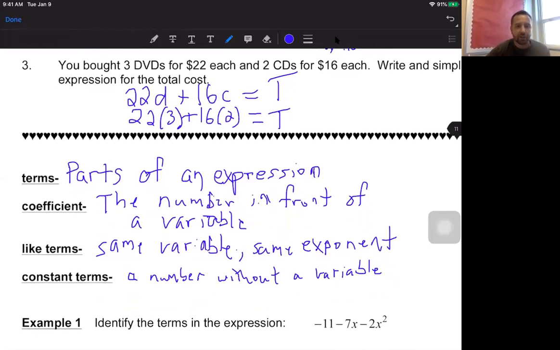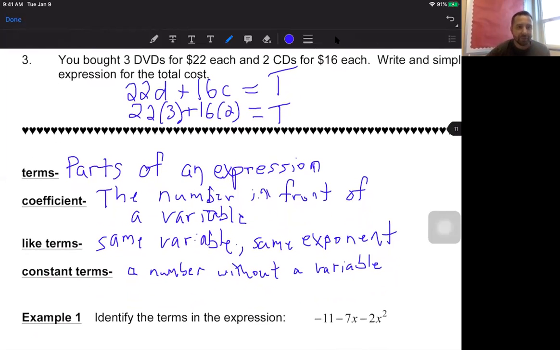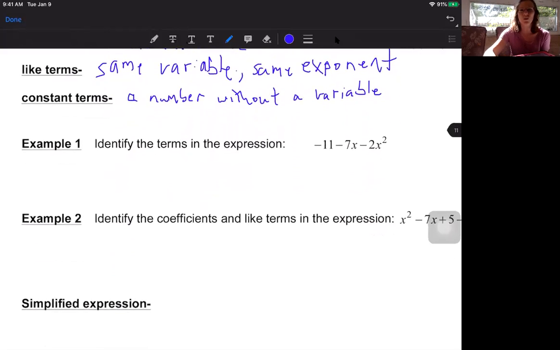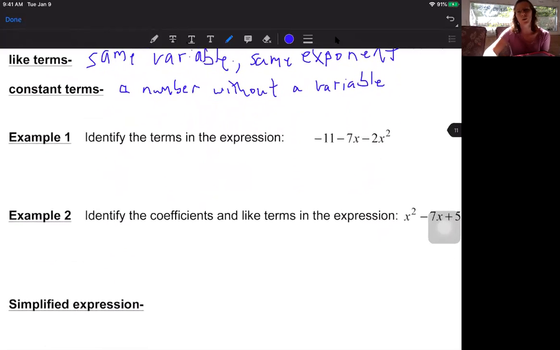Any questions over the definitions? And as Mr. King said, once you see a couple of examples, it'll make more sense putting numbers to those vocab words up above. Good. Now, everything here on example 1, it says identify the terms in the expression.